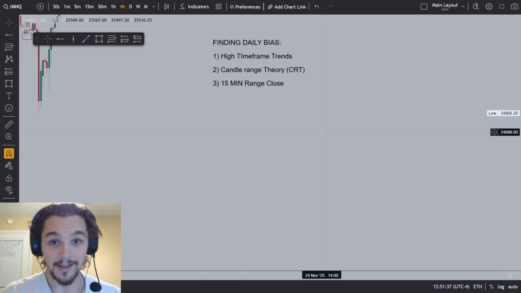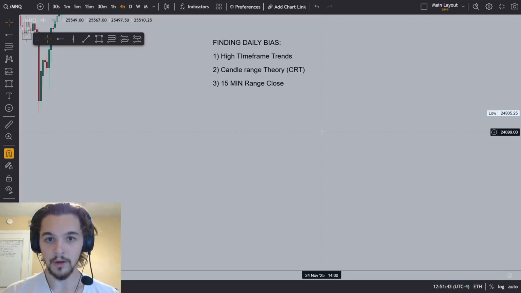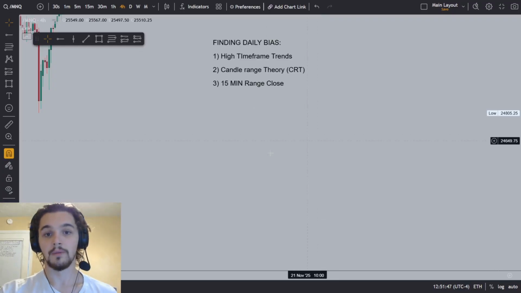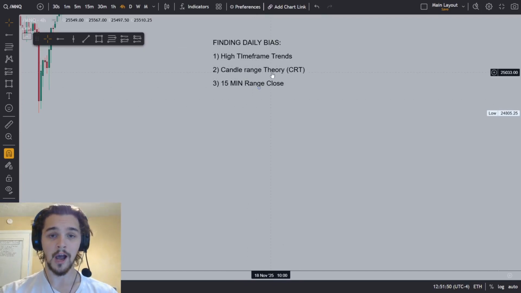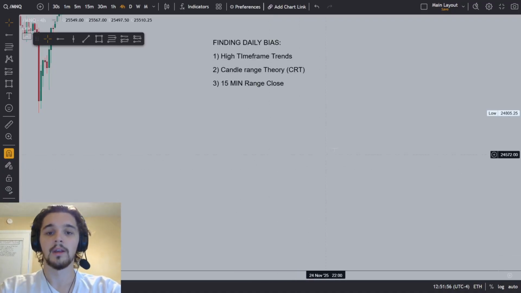So with all that being said, keep in mind, these three confluences for finding your bias are not foolproof. Market will market when it wants. It'll move the way it wants. It's just how the game goes. But if you can use 2 or 3 of these in combination with the other confluences, your chances of winning are going to go way up.